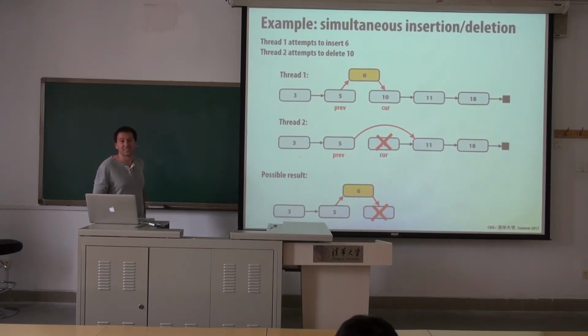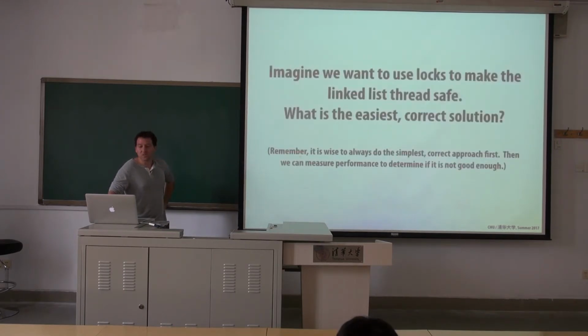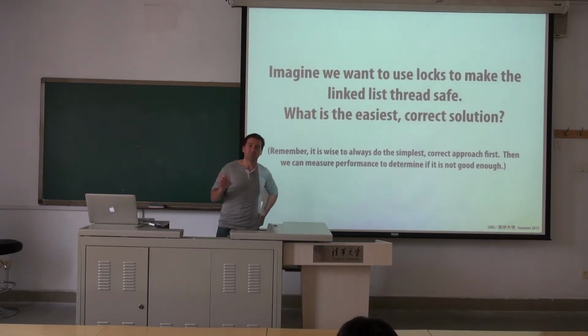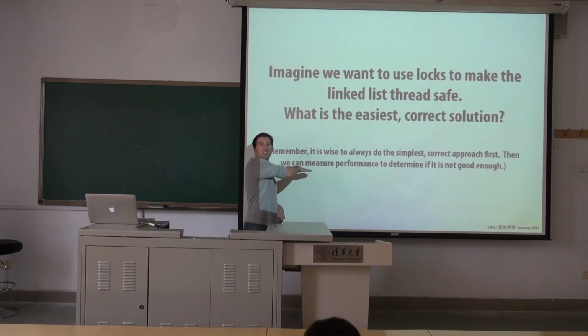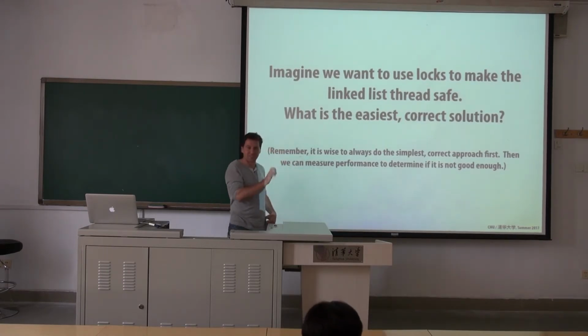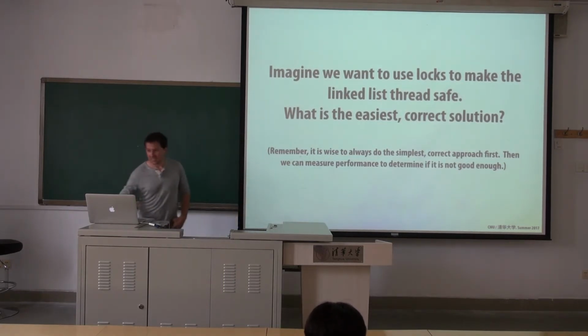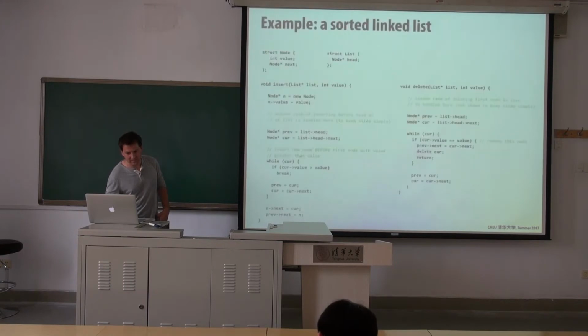Big problem. So imagine we wanted to use some locks. We want to put some locks in this code to make the program thread safe. We want it to be correct. And if you take the philosophy of this class, which is do the simplest thing first, and then we'll try and optimize it, I go right back to this original code.